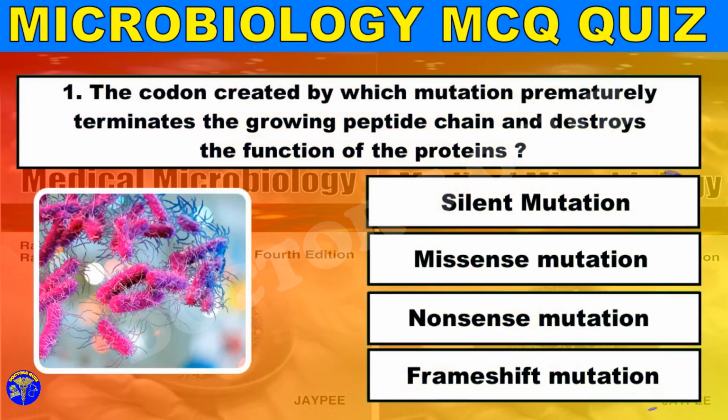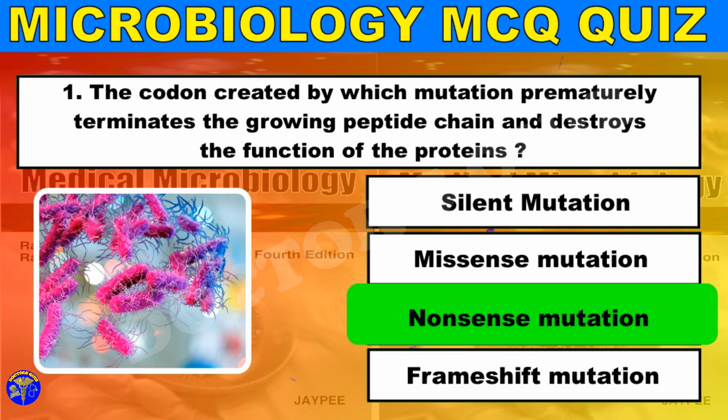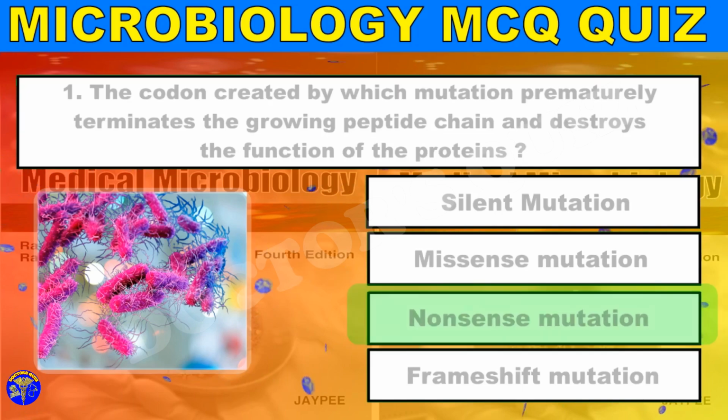The first question is, the codon created by which mutation prematurely terminates the growing peptide chain and destroys the function of the proteins? The options are silent mutation, missense mutation, nonsense mutation, and frame shift mutation. The right answer is nonsense mutation.